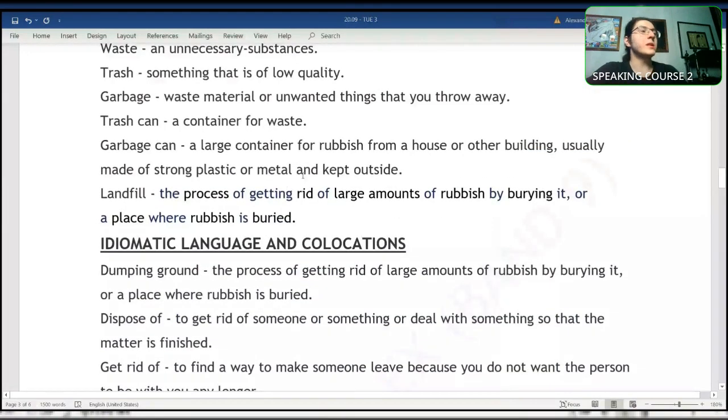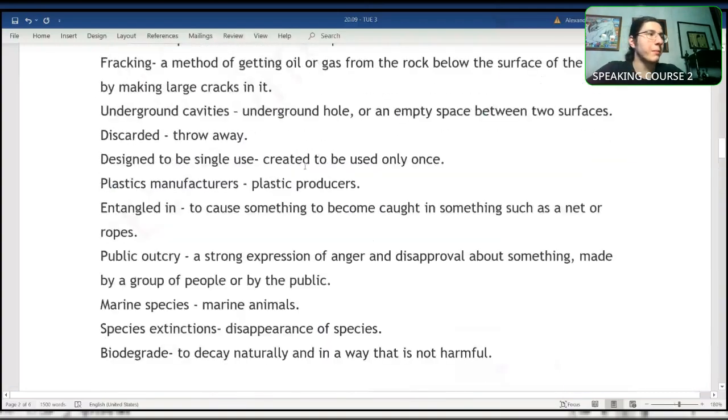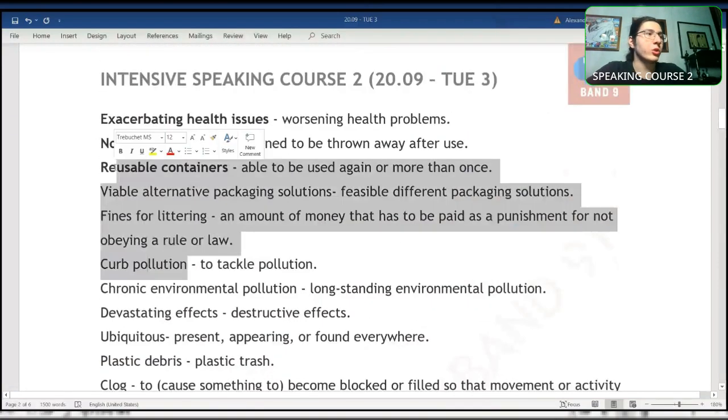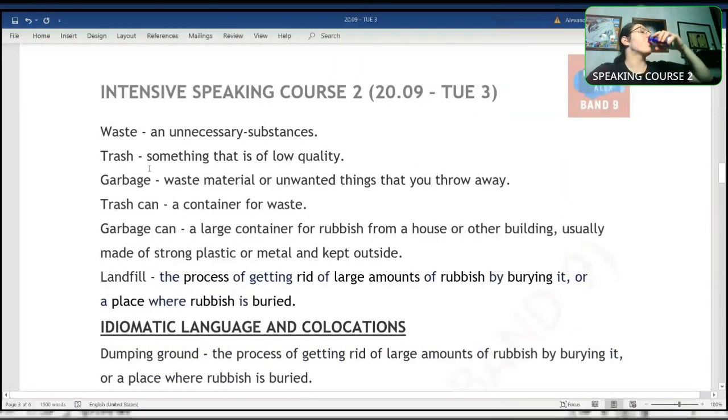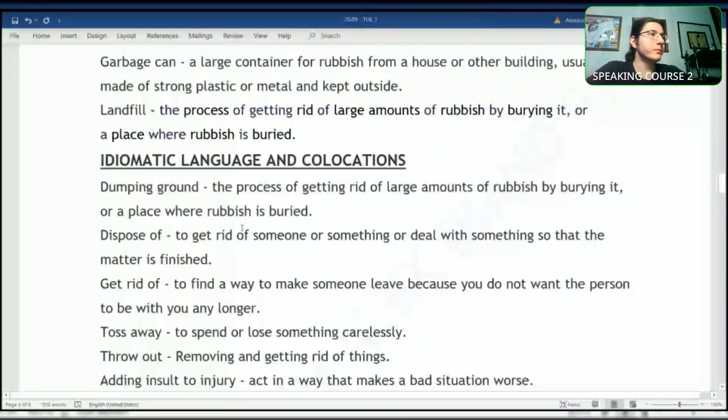Let's see, we've got a bit more words. Okay, well, let's move on to idiomatic language, and then if we have extra time, I'm going to move on. In general, I recommend you learn all these words. Really good vocab here. So yeah, give me 1 second. Okay, let's continue. Dumping ground. So we're going to move on to some idiomatic language, some collocations.